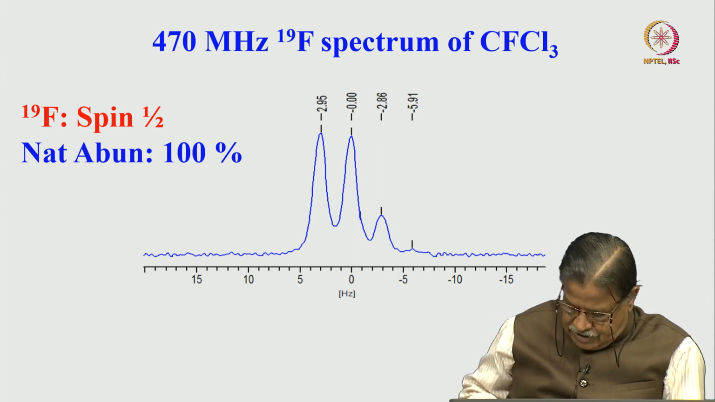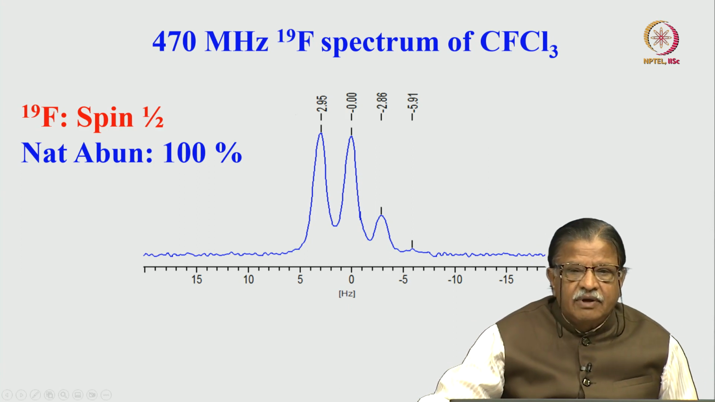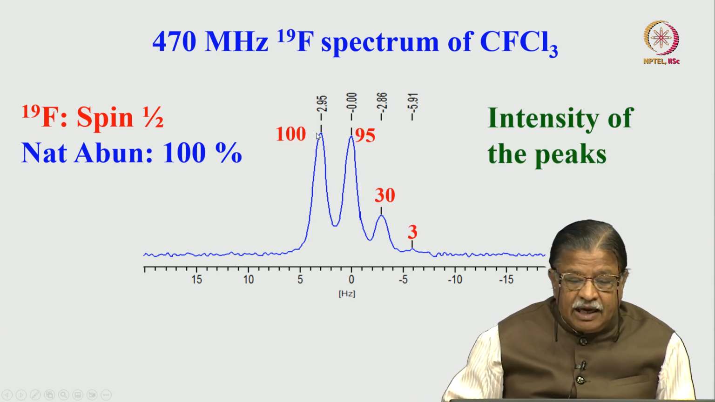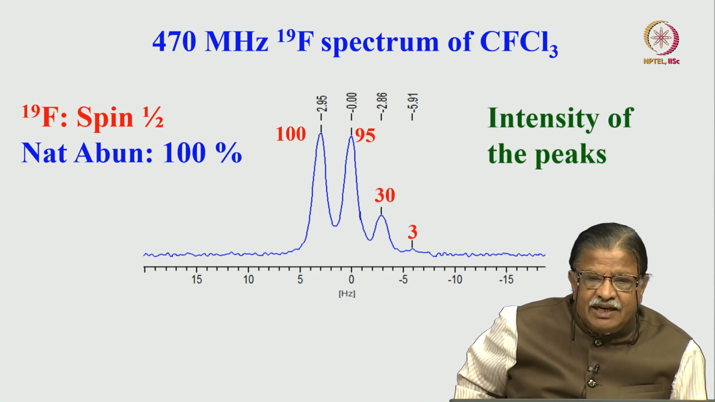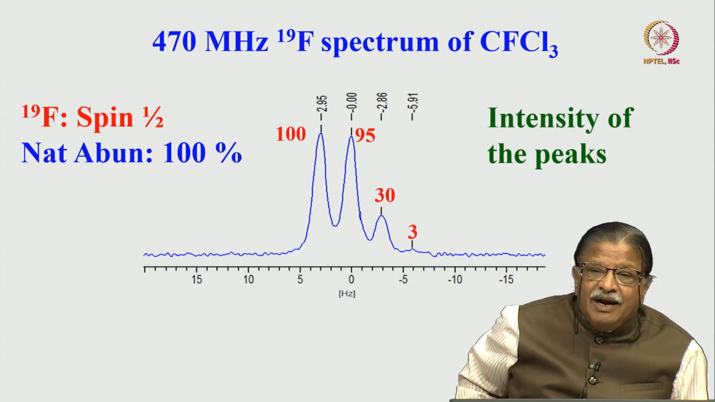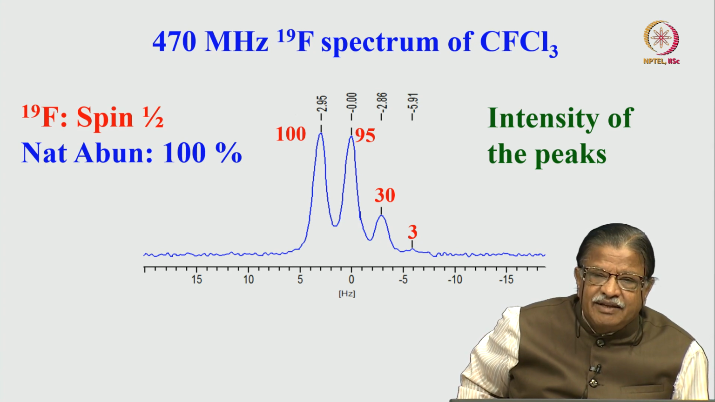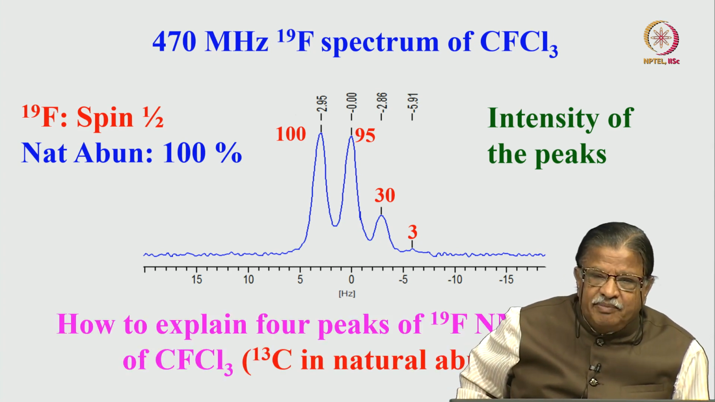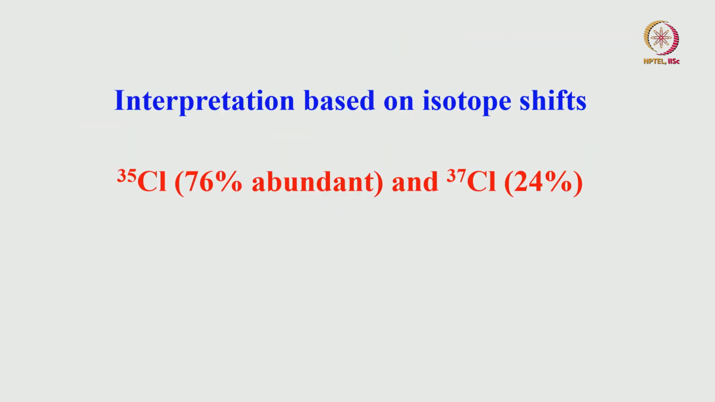But interestingly, you get 4 peaks here: 1 peak here, 1 peak here, 1 peak here and 1 peak here. The intensities are 100%, 95, 30 and 3. This is a true, real spectrum. How do we get these 4 peaks? Why not a single peak like CHCl3? This is where the isotopic effect comes into the picture. Forget about carbon 13, it is natural abundance. So the interpretation we can do like this.